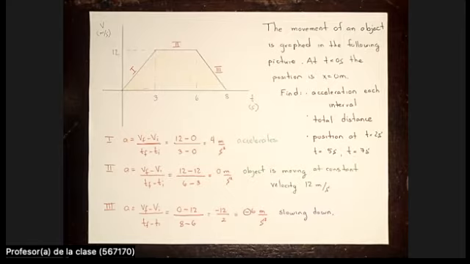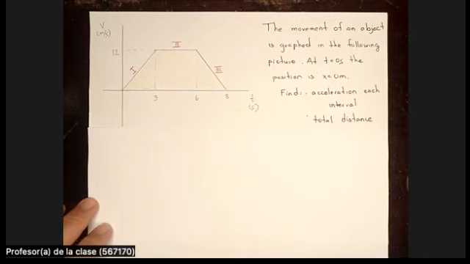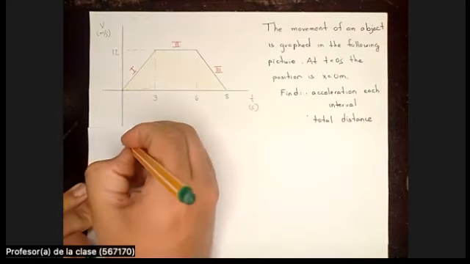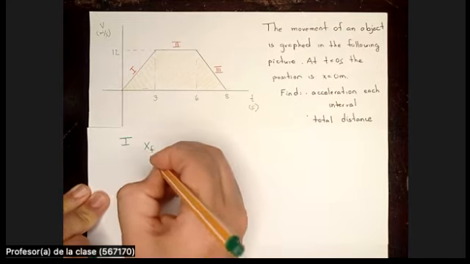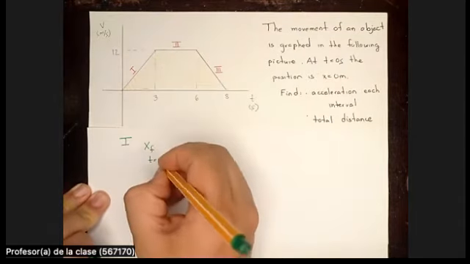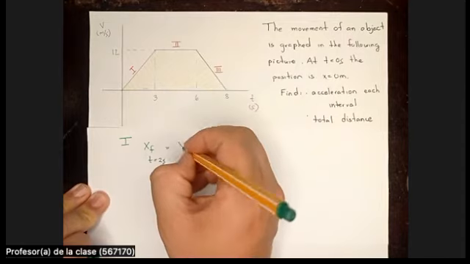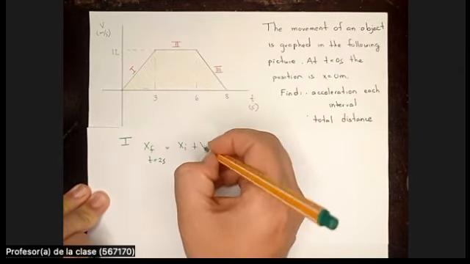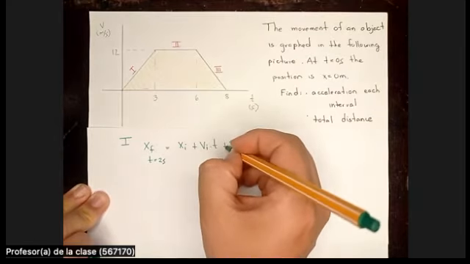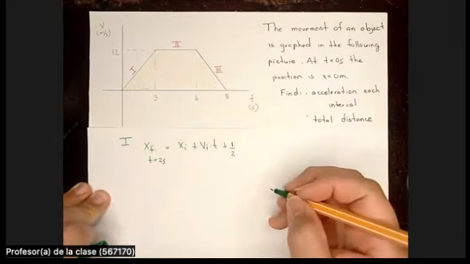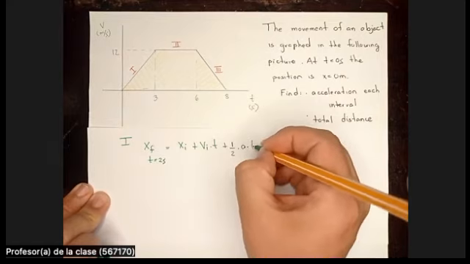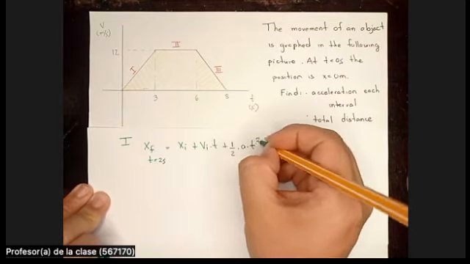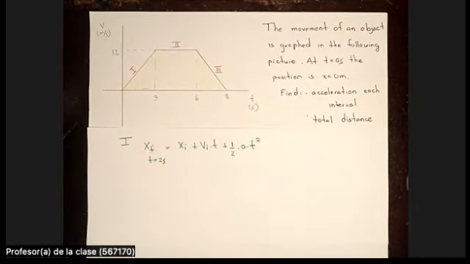For that, okay, so for the first interval, the final position for time equal 2 seconds will be, okay, remember, this is the equation: initial position plus the initial velocity by time plus 0.5 by acceleration by the time squared. And that's it, that's the formula.